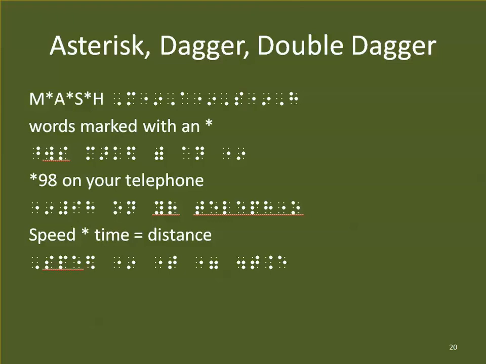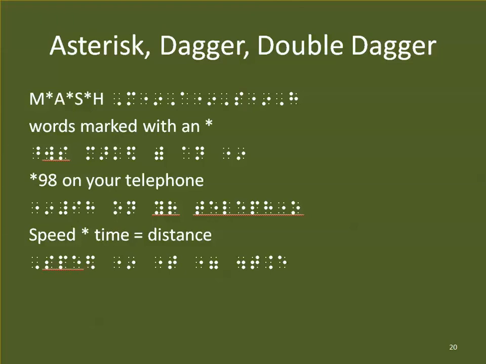Words marked with an asterisk can stand all by itself. We might use it as star on a keypad, star 98 on your telephone. There's no space there in print, so there's no space in Braille. Or it might be used as a multiplication sign, speed asterisk time equals distance, and we can still use it there. So no matter what the context is, or whether there's a space or not, we can use the asterisk, and it can't be misread for anything, so it doesn't interfere with anything.